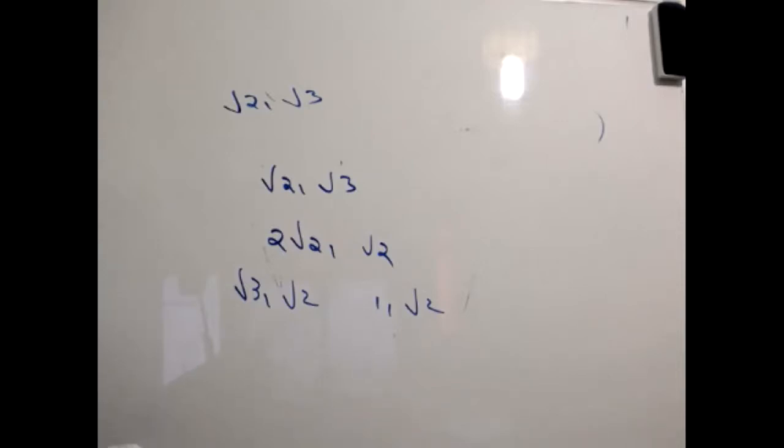Next. Difference of a rational and an irrational is irrational. Same example, you can use it: 1 comma root 2. Okay. Next.